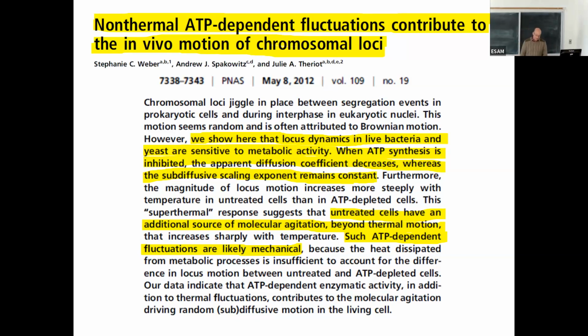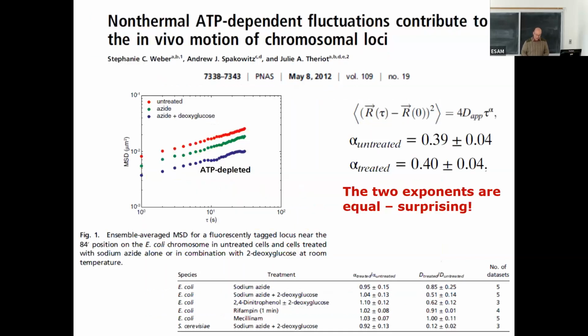When ATP synthesis is inhibited, the apparent diffusion coefficient, actually the prefactor in front of the scaling, decreases, whereas the subdiffusive scaling exponent remains constant. So they conclude that indeed untreated cells, normal cells, have an additional source of molecular agitation beyond thermal motion. And such ATP-dependent fluctuations are likely to be mechanical. And in summary, that's the results.